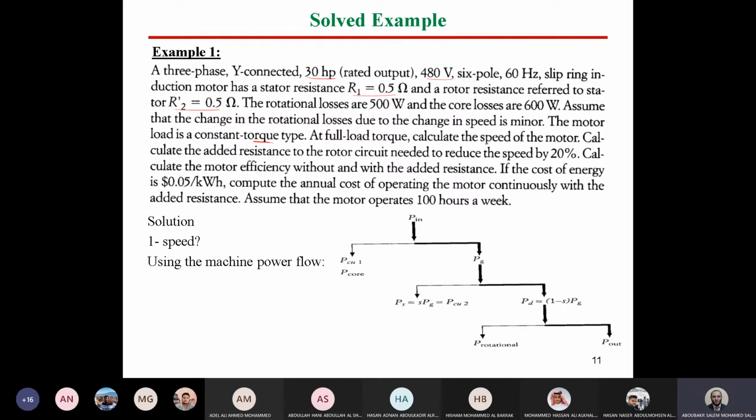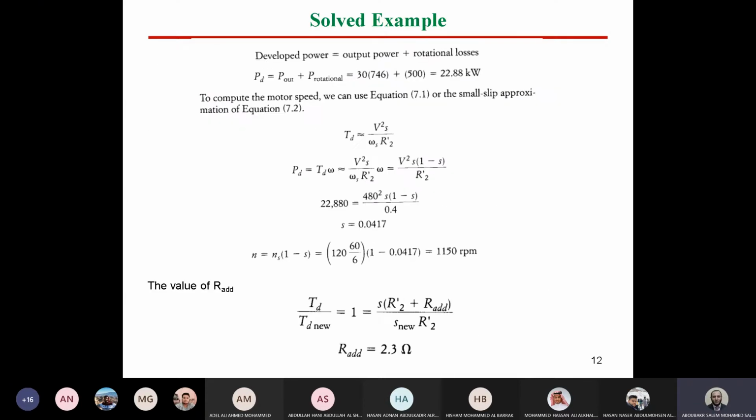So we solved this part last class. In order to calculate the speed of the motor, now we have the power, Shabab. So we can say P developed equals P out at rated plus rotational loss, which we have already. So we can get P developed and compare this with the torque at small slip, because this will always be the relation of torque at speed control, which is torque at small slip. So we can say T1 over T2 equals, giving subscripts for all of these variables.